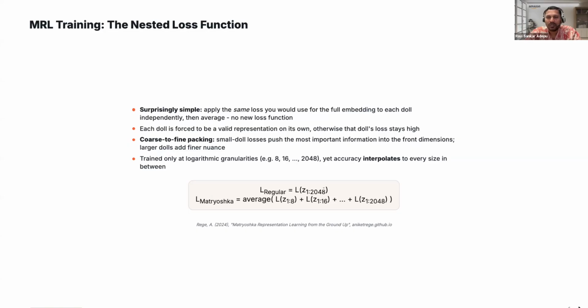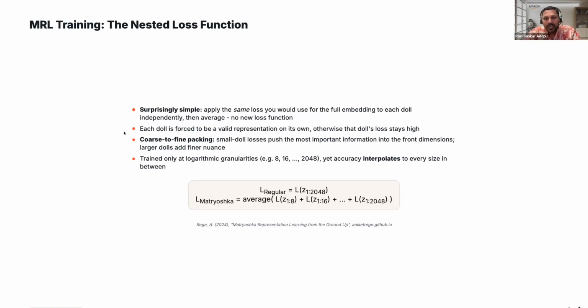No new loss function, no fancy math. But the simple averaging forces something really powerful. Each doll now has to be a good embedding on its own, or its terms in the loss stay high. And because the small dolls are under more pressure, they show up in the most terms. And the model learns to pack the most important information into the very first dimensions and use later dimensions for the finer detail, like coarse to fine automatically.